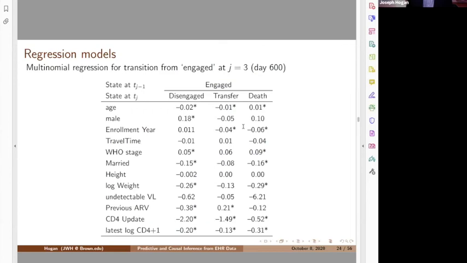And it looks like you're more likely to transfer out. That's sort of a strange finding, but mortality is lower. I think that, you know, engaged in care, I guess also, this is a question I thought you were going to ask. It's not a hard outcome, right? In the sense that it's not viral load.